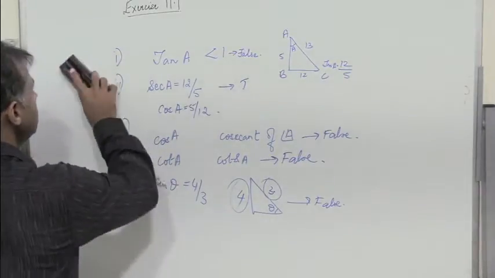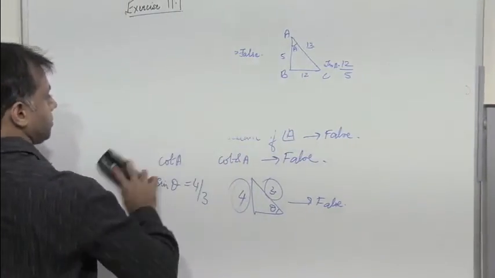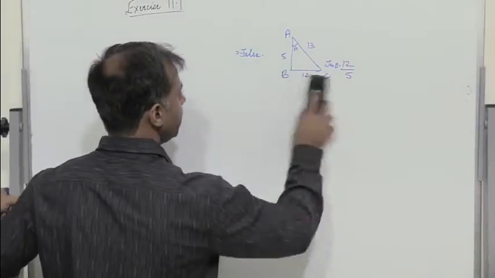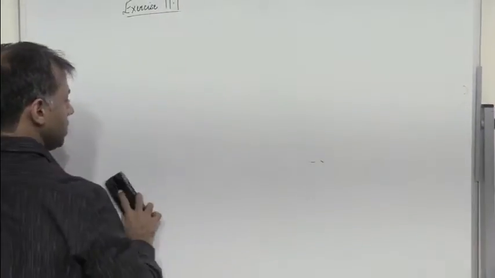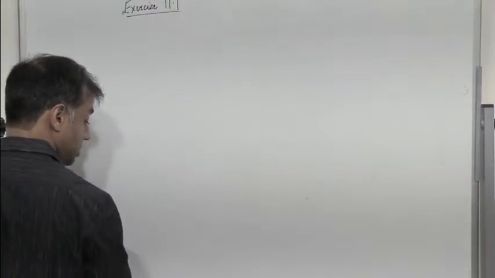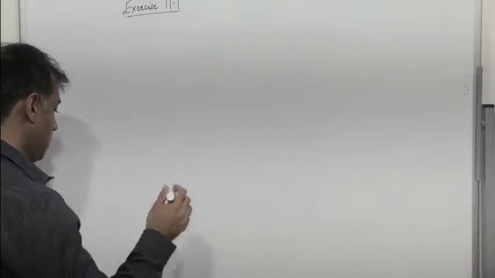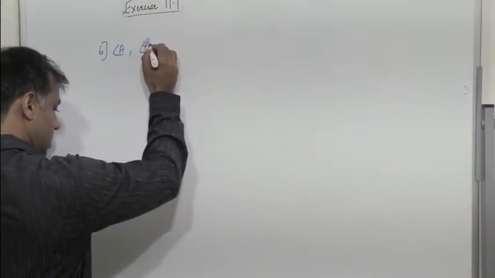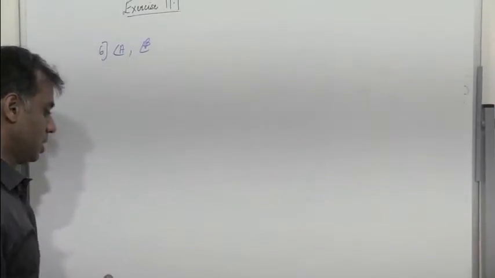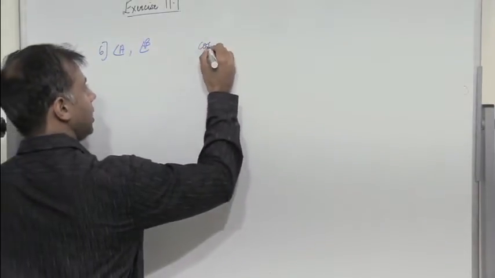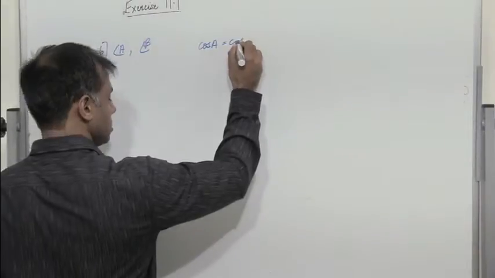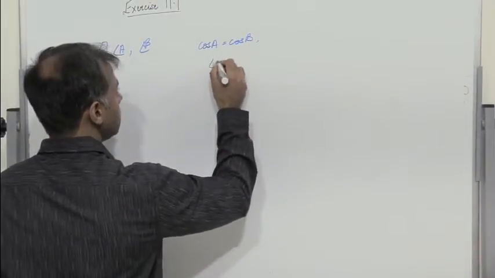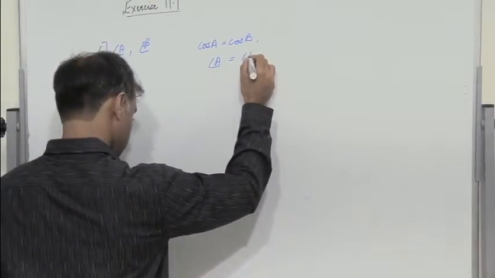So now let's go to problem 6. I will just give you a hint, because this problem is very similar to one of the examples we have done. So you have angle A and angle B. They are acute angles such that cos A equals cos B. Show that angle A equals angle B.